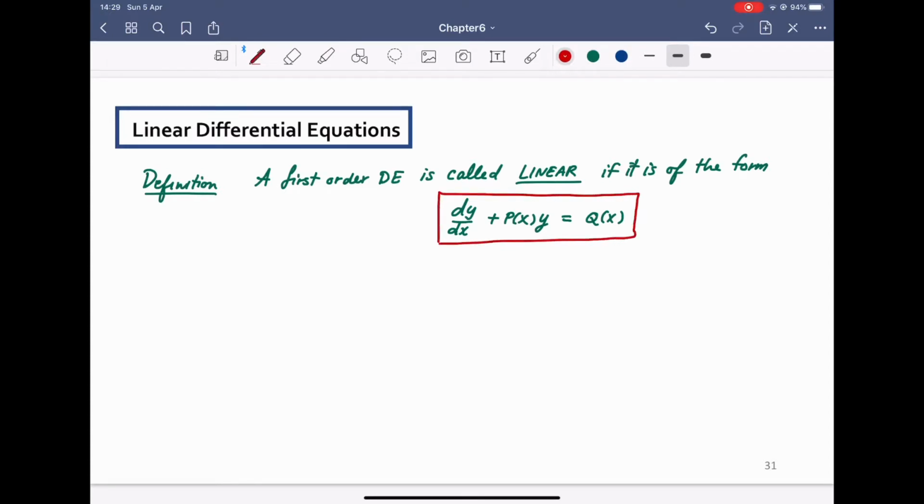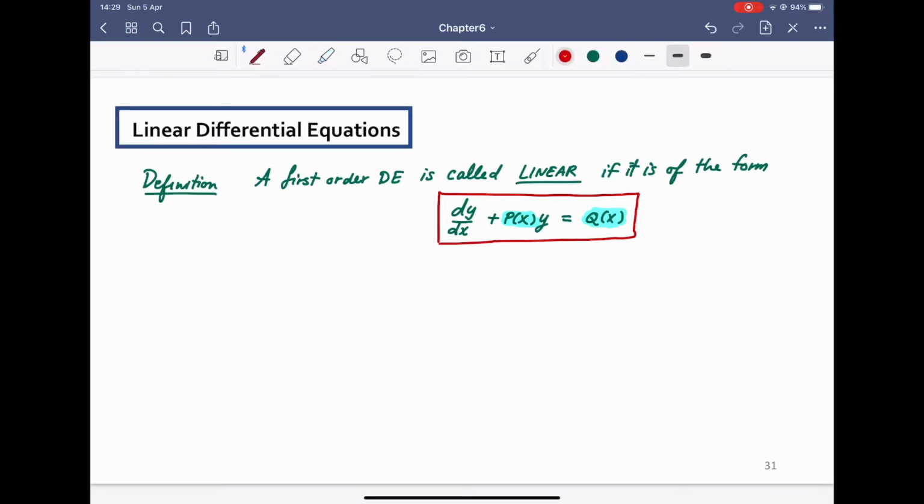Well, note that this function p and this function q are just functions of x, so you cannot have y in p and q. Alright, once you have a linear differential equation, let's try to look at the idea behind the solution.